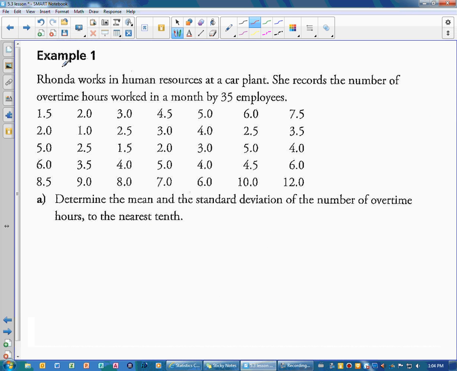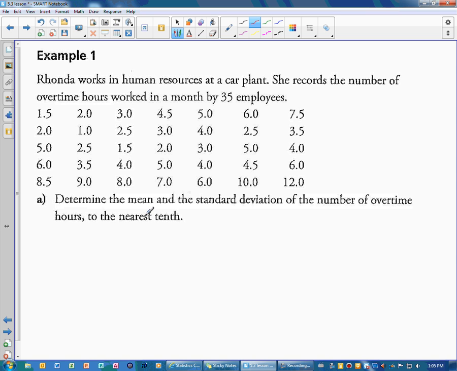The first example we're going to go through says that Rhonda works in human resources at a car plant, and she records the number of overtime hours worked in a month by 35 employees. This 1.5 means the first employee worked 1.5 overtime hours. This person worked 2. This person worked 8.5. This person did the most. The 35th employee worked 12 overtime hours.